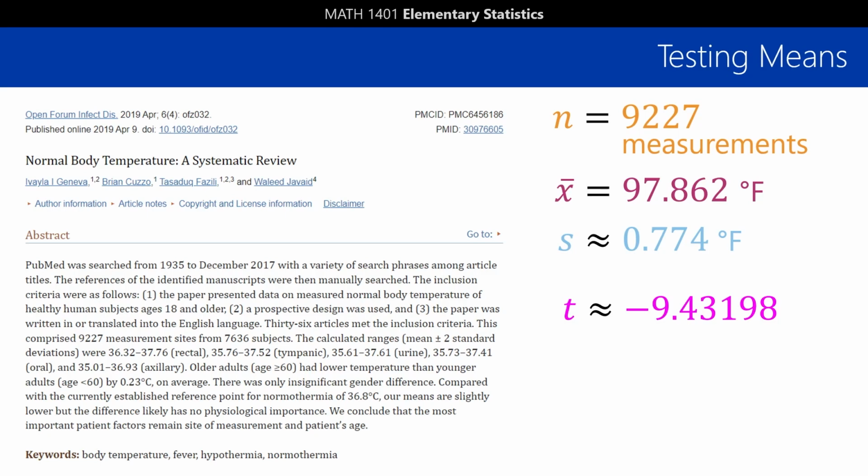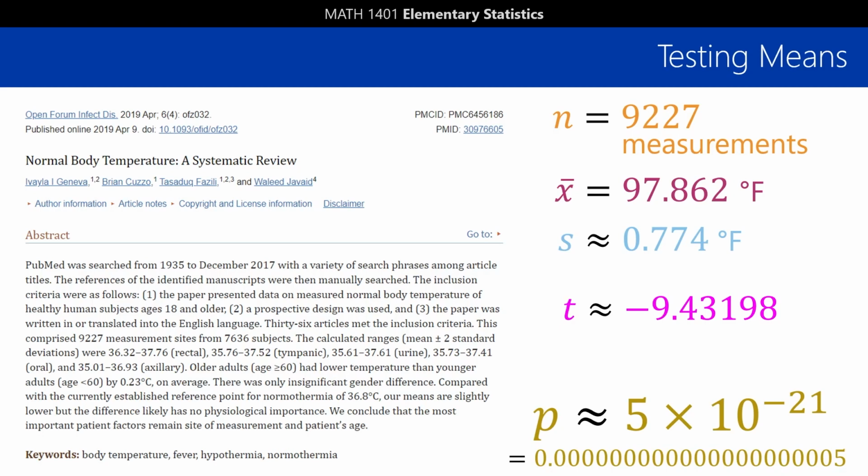And that works out to a p-value of roughly, get this, 5 times 10 to the negative 21st power. That's a decimal point, 20 zeros, and then a 5. That is ridiculously small. And so even with an alpha of 0.01, that's pretty convincing evidence that the mean body temperature isn't really 98.6. That's the power of having a large sample size.